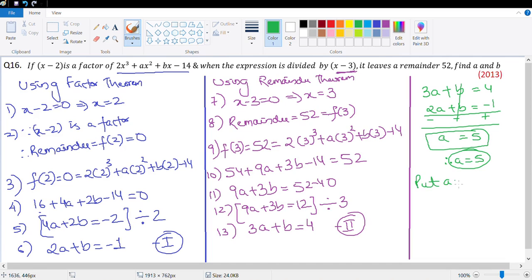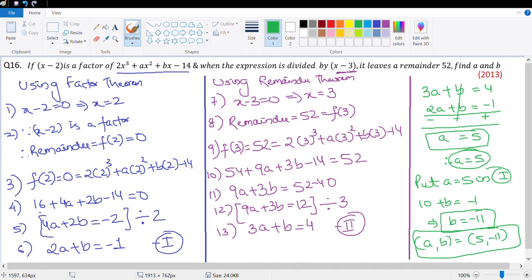Put a is equal to 5 in, let's say, equation 1, and I get 10 plus b is equal to negative 1, which means b is equal to negative 11. So a comma b is equal to 5 comma negative 11. Let's see what is there in the question. It says find a and b. We figured out the value of a and b.